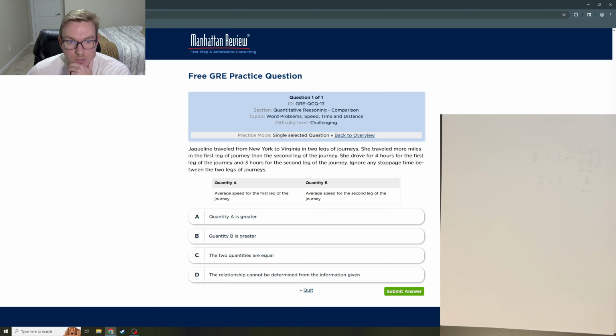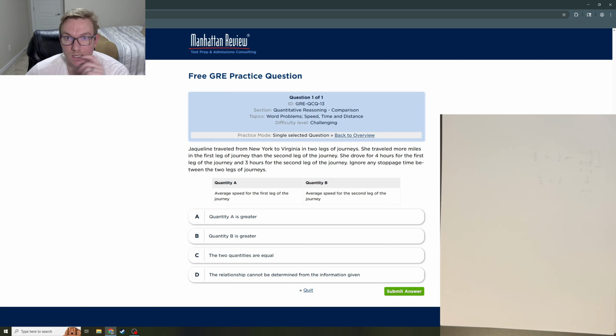Yeah. Here's a word problem, but it still follows the same formula. Jacqueline traveled from New York to Virginia in 2 legs. She traveled more miles in the first leg than the second leg. Okay. And she drove for 4 hours for the first leg of the journey and 3 for the second. Ignore any stoppage time. Average speed for the first leg, average speed for the second leg.